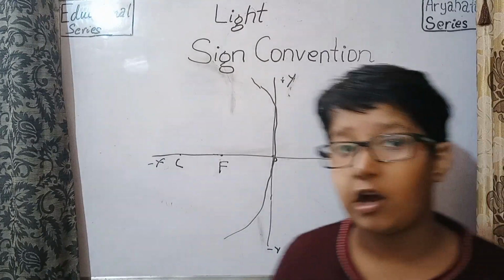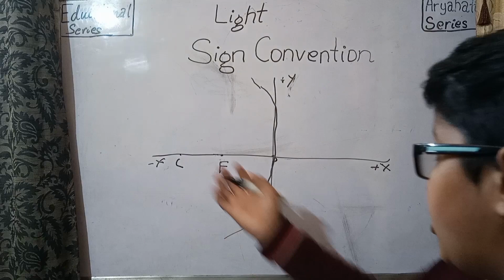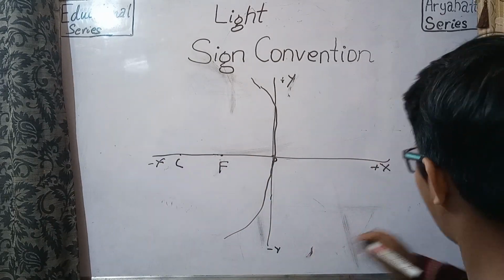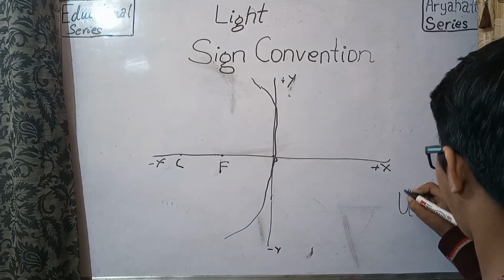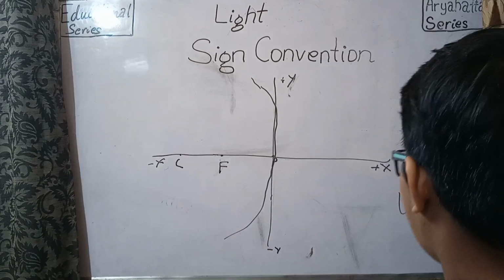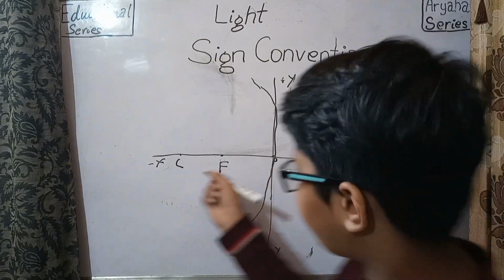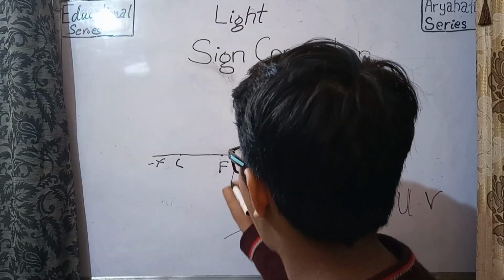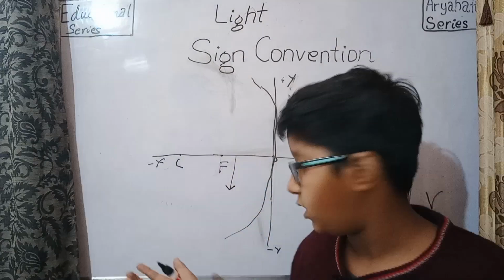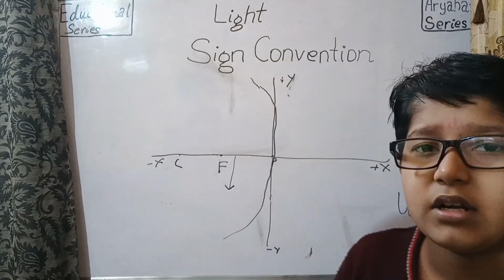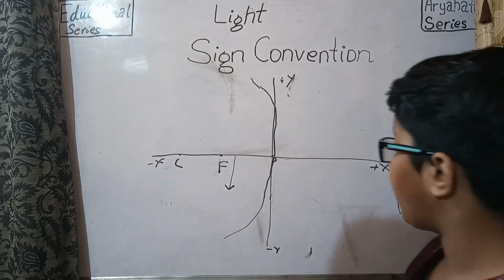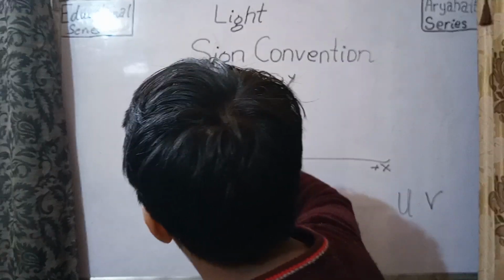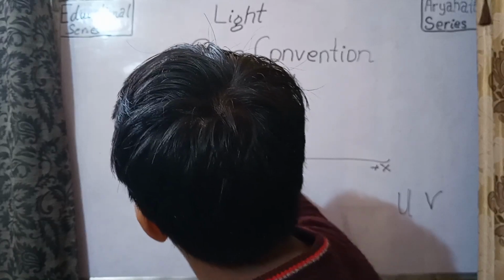Now the object's distance is denoted by small u, and the image distance from the pole is known as V. So now what happens in a real image? The image is formed downwards. So the height is towards the negative y-axis. The height is negative, and the object, which is upward, is positive.